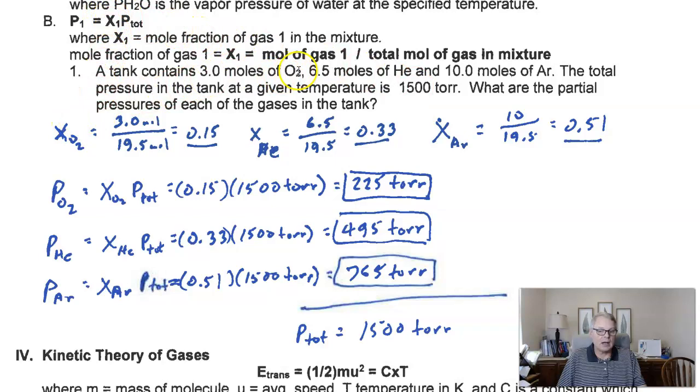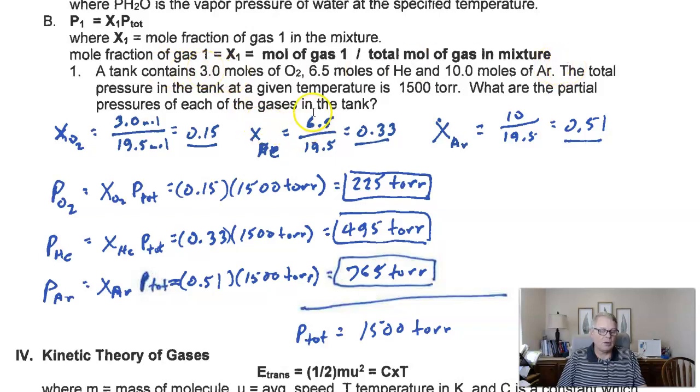So let's start with the oxygen. How do I find the mole fraction of the oxygen? Well, how many moles of oxygen do I have? Well, I have 3. How many moles total do I have in the tank? Well, I've got 10 and 6.5, that's 16.5, plus the 3. I have 19.5 moles total in the tank. It's not moles of what you're interested in over moles of everything else. It's moles of what you're interested in over moles of everything. Don't forget to add that 3 in there.